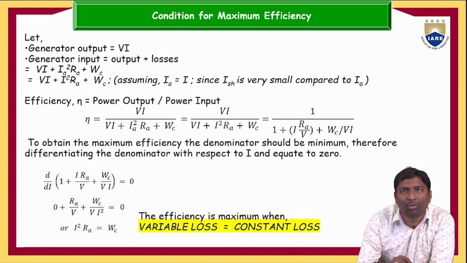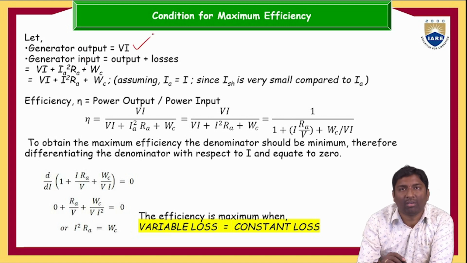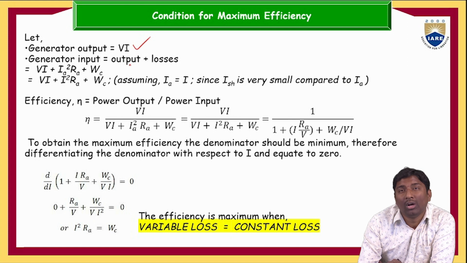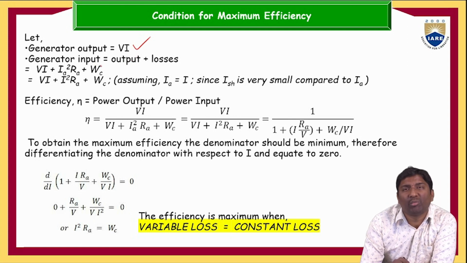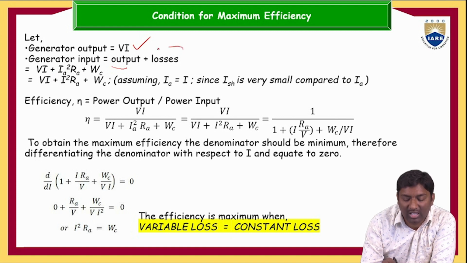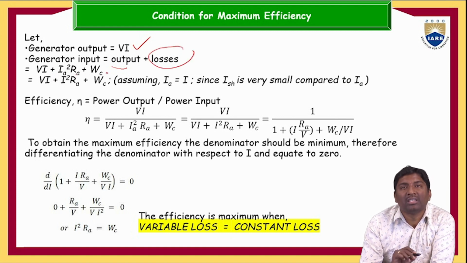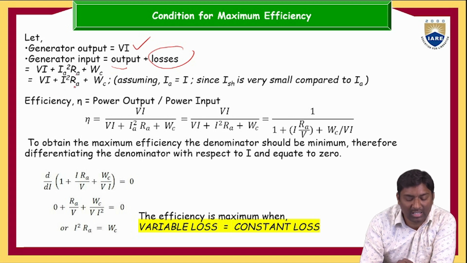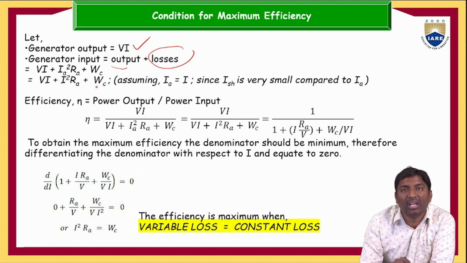Let the generator output be equal to VI, that is electrical power, and the generator input be mechanical power. Mechanical power we can't calculate directly. So the generator input power is calculated as output power plus losses. The output power is VI. The losses are armature copper losses plus constant losses. That is VI plus Ia square Ra plus Wc. Here I am assuming the armature current is equal to the terminal current, because the shunt current is very small compared to the armature current.